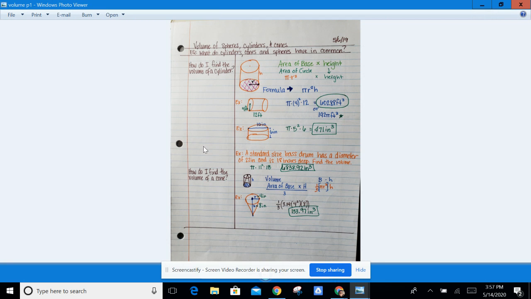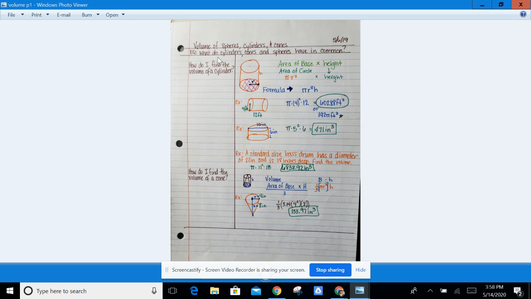Actually, these come before the transversal notes, but I just found them in a notebook today from last year. This will help you on the volume of spheres, cylinders, and cones. Again, I already posted the notes. I'm just vocalizing what they are, what they mean. Again, this is from last year.